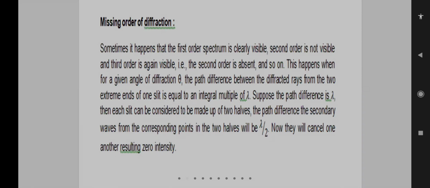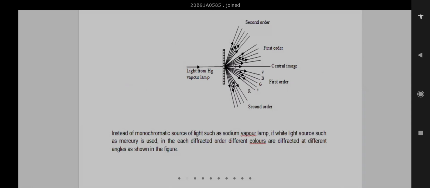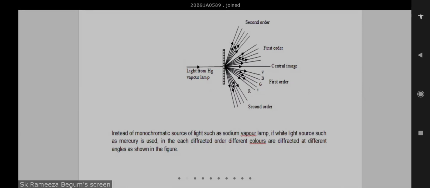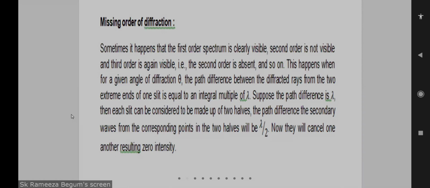So here you consider this one, two halves. One is emerging from here, another one is emerging from here. So the path difference between the two light rays which are emerging from the two different slits may be a half integral multiple of lambda. Then those will cancel with each other. It happens sometimes. Those two get cancelled with each other, then the resulting intensity becomes zero.